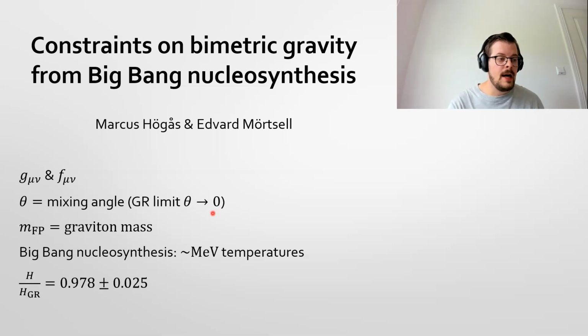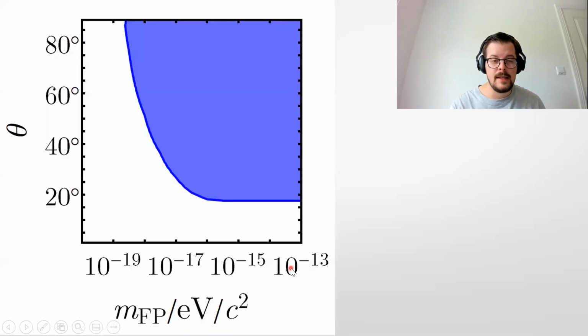So in fact, one can derive this constraint on the Hubble parameter, that is to say the expansion rate of the universe. Here we have the ratio of the Hubble parameter in bimetric gravity and in GR, and it should satisfy this constraint. This we can use to constrain our theory parameters. So we scan the whole theory parameter space and exclude all those points which violate this constraint. And this is the result.